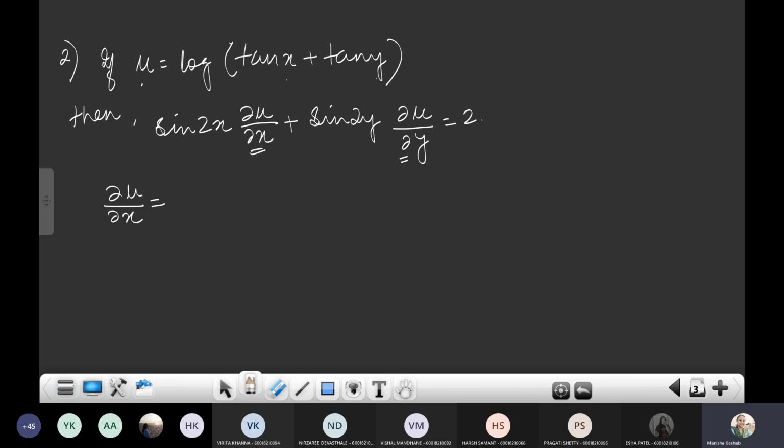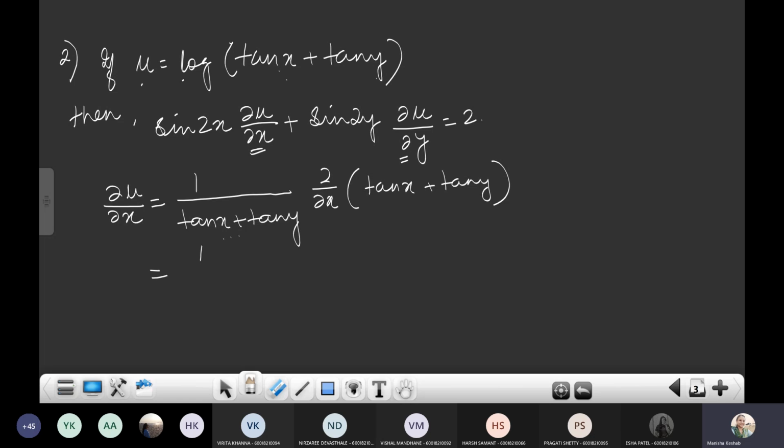So del u del x will be what? Log of this. So this is like function of function. So log here, it will be 1 upon tan x plus tan y into del x of the whole thing. So you can write here del x of tan x plus tan y, which is equal to 1 upon tan x plus tan y into, now del x of tan x, that is equal to sec square x, and del x of tan y is 0.